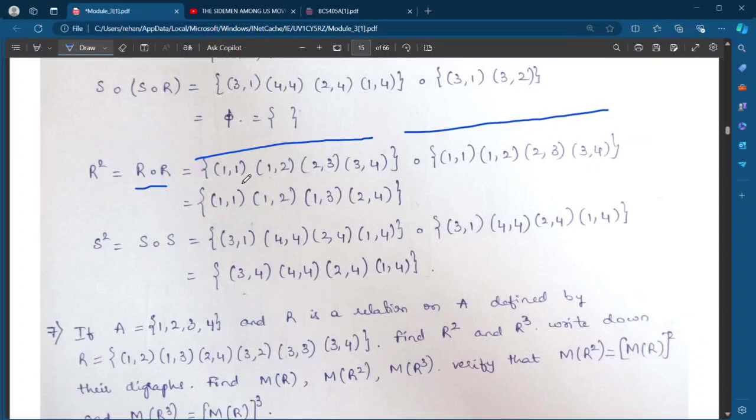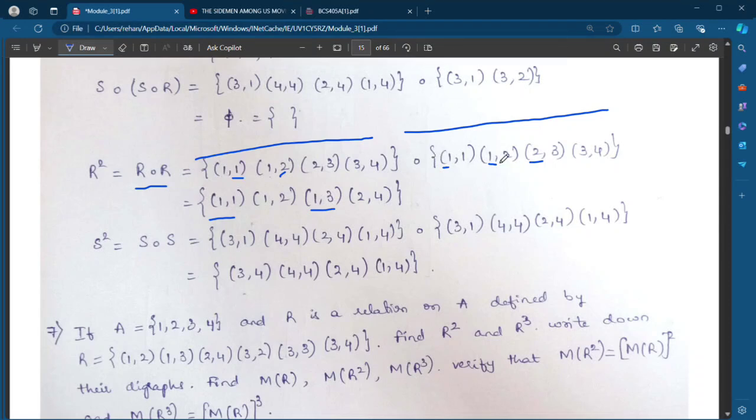So 1 comma 1, ending with 1. Anything starting with 1? Yes. So I'll write 1 comma 1. 1 comma 2, ending with 2. Anything starting with 2? Yes. Then so I'll write 1 comma 2, right? Starting with 2. So I'll write 1 comma 3. Here I have another 1 comma 1 ending with 1, but here also it is starting with 1. Okay, two things are there.